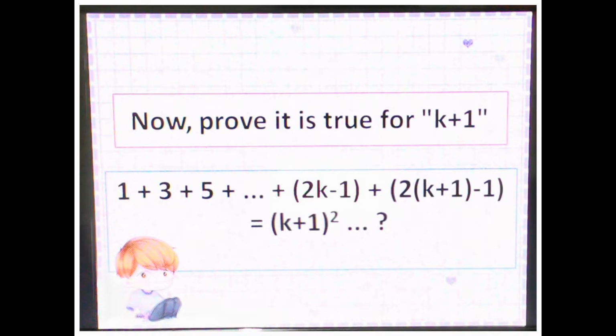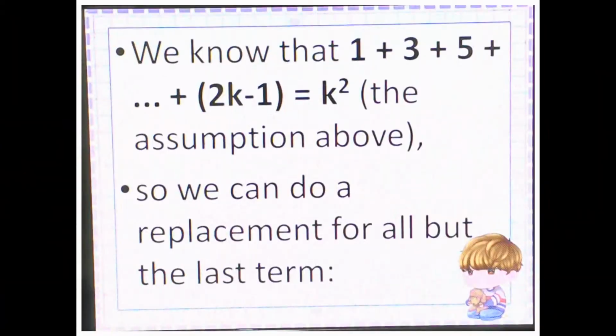Now, prove it is true for k plus 1. 1 plus 3 plus 5 plus ... plus 2k minus 1 plus 2 times k plus 1 minus 1 equals k plus 1 squared. We know that 1 plus 3 plus 5 plus ... plus 2k minus 1 equals k squared, the assumption above. So, we can do a replacement for all but the last term.